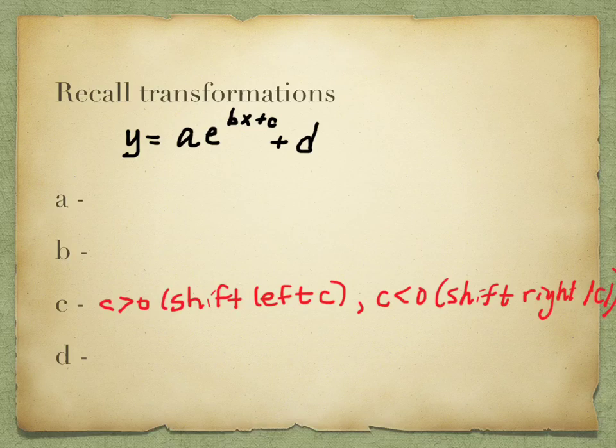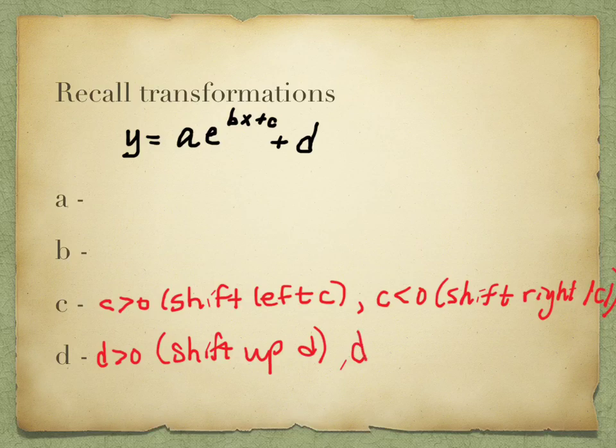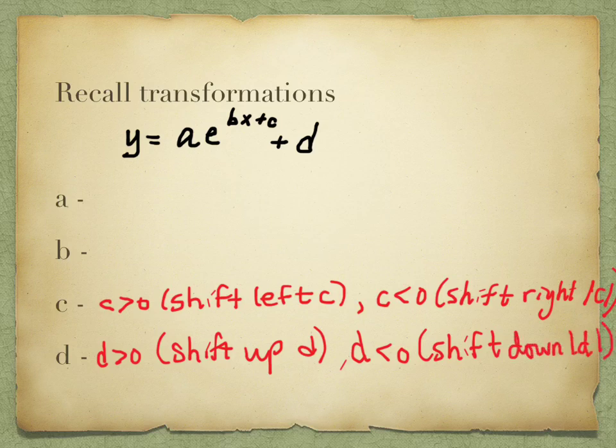D happens like we expect it to. D is a shift up and down. So if D is positive, how do we shift? Up. So this is a shift up, D. And if D is negative, it will shift it down, and again, just for technicality, I mean the absolute value of D, the actual quantity, not the sign. So if D is negative 5, it will shift it down 5.